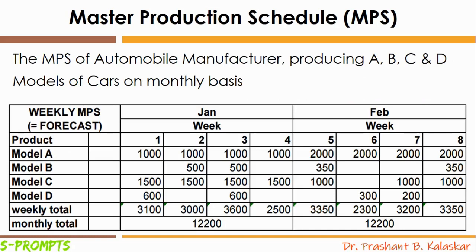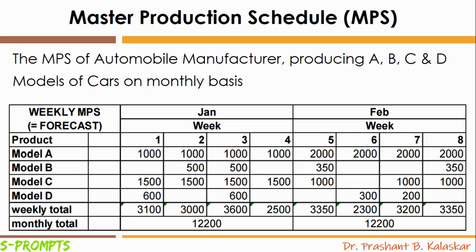As you can see here, this is a master production schedule of an automobile manufacturer which is planning to produce 4 different models of car. This MPS is on a weekly and monthly basis. The production plan of car model A shows a plan for all 4 weeks in the month of January, which is 1000 units, while the same model's production plan in the month of February is 2000 units in each week.